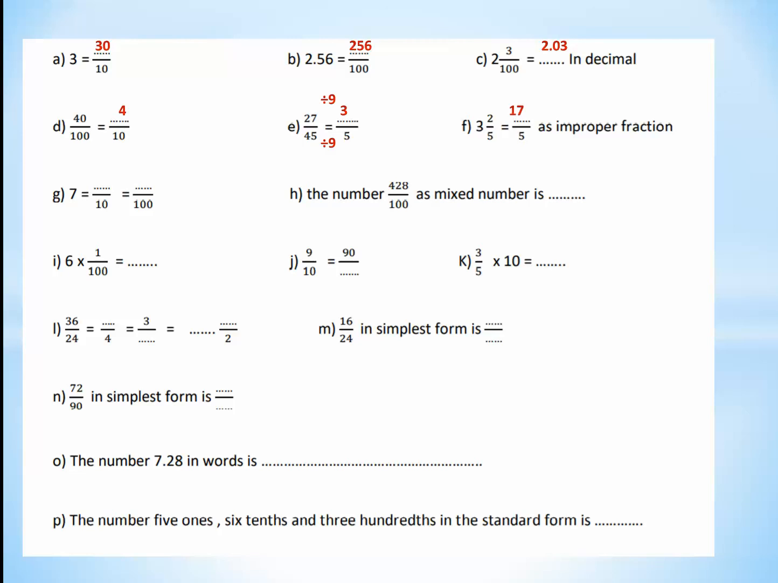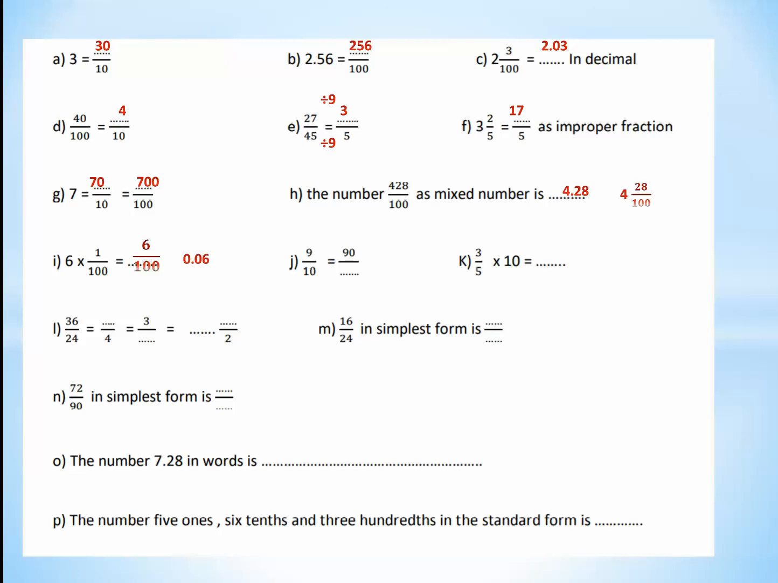7 equals 70 over 10, 700 over 100. The number 428 over 100 is a mixed number. Okay, it will be 4 and 28 over 100 or 4.28. 6 over 100 means 0.06.